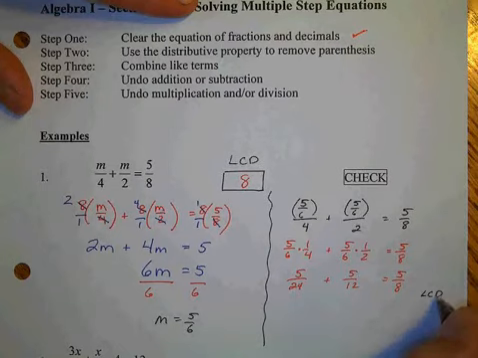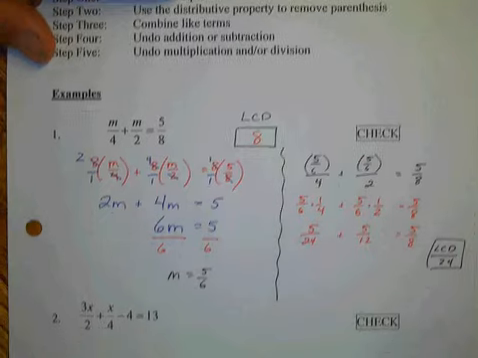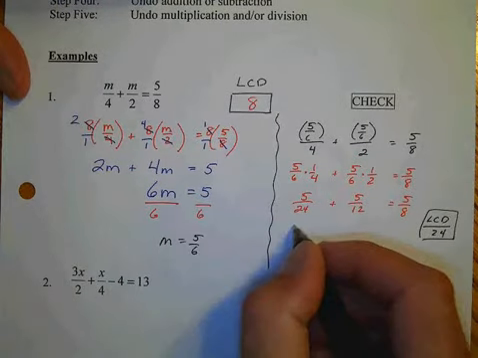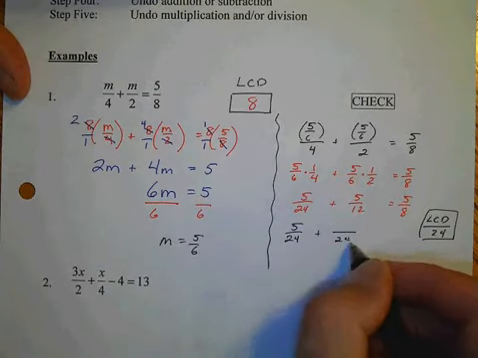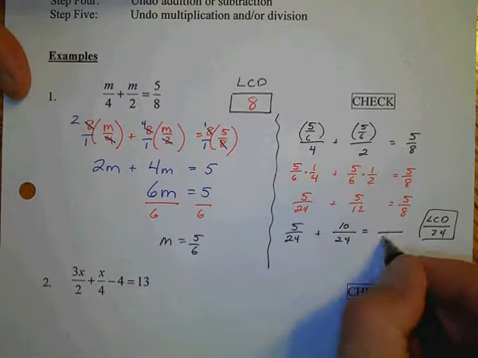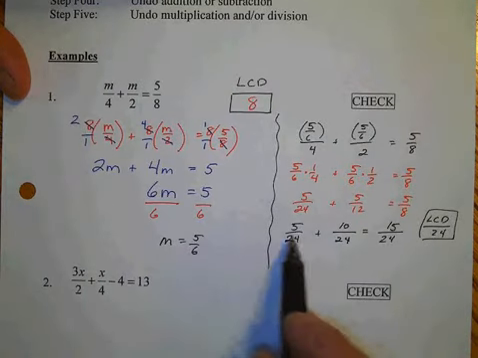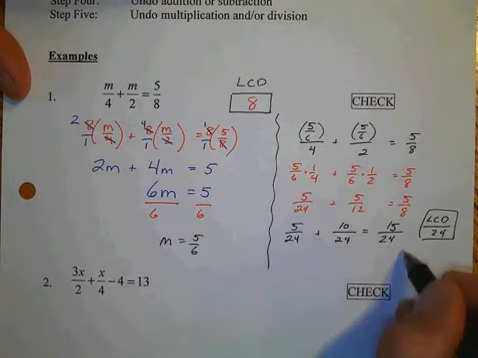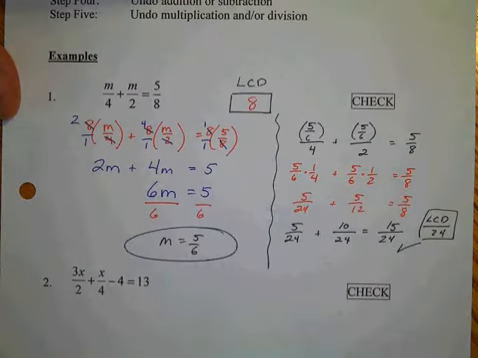Our LCD is 24. So we're going to try to get everything written as 24ths. So we have 5 over 24. 12 times 2 is 24, so 5 times 2 is 10. 8 times 3 is 24, so 5 times 3 is 15. And now you can see that 5 plus 10 does equal 15. It does check, and we circle our answer. A check with a fraction is a little bit more difficult, but it's still doable, and it's a great chance to practice our fraction manipulation.